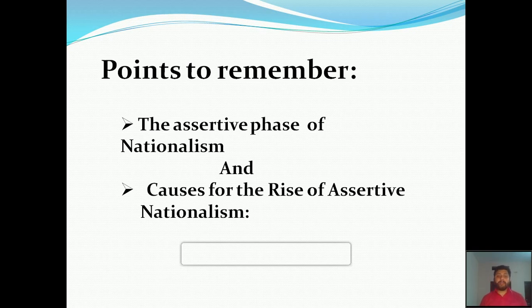And the second point which we were discussing, causes for the rise of assertive nationalism. What were the different causes? We have discussed almost 11 important points, and I have explained all those 11 points very well. And the last point we were discussing was the partition of Bengal. The immediate cause, the important cause behind the emergence of assertive nationalism, was the partition of Bengal. So all those points we were discussing in the last class.